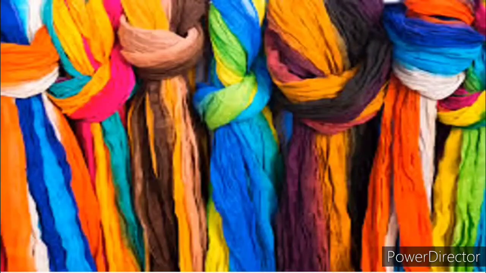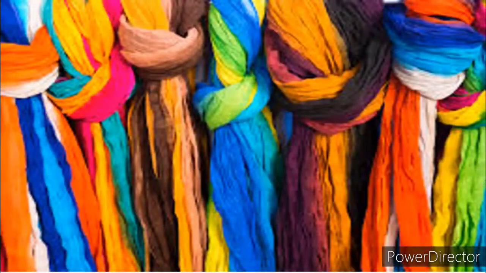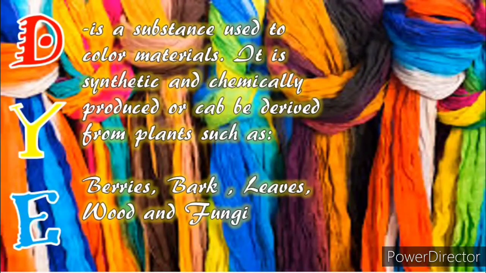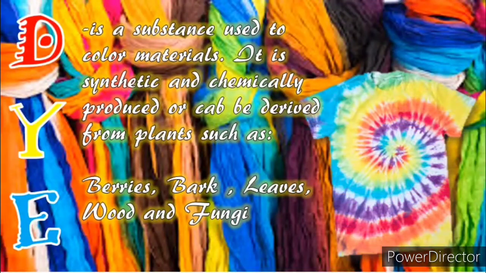There are brightly colored textiles because manufacturers have used dyes to give each textile its hue. Let's talk about dye. Dye is a substance used to color materials. Most dyes nowadays are synthetic or chemically produced, but there are natural dyes that can be derived from plants such as berries, bark, leaves, wood, and even fungi. This is an example of a tie-dye t-shirt.